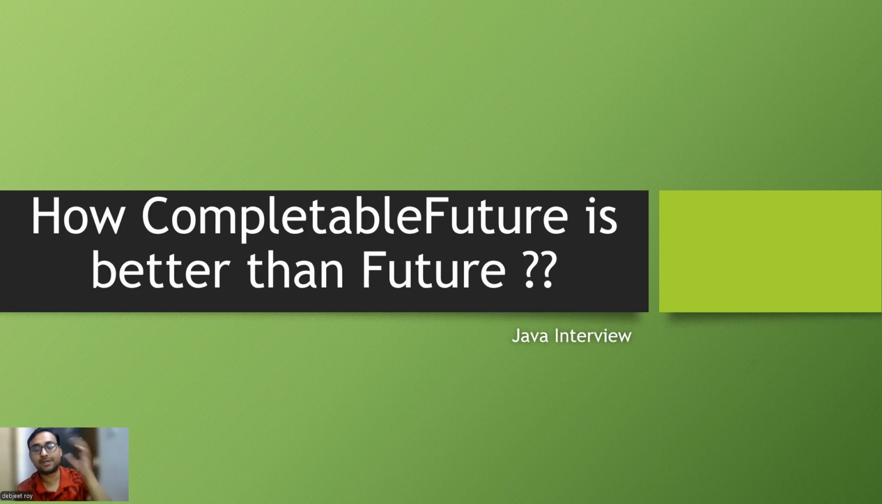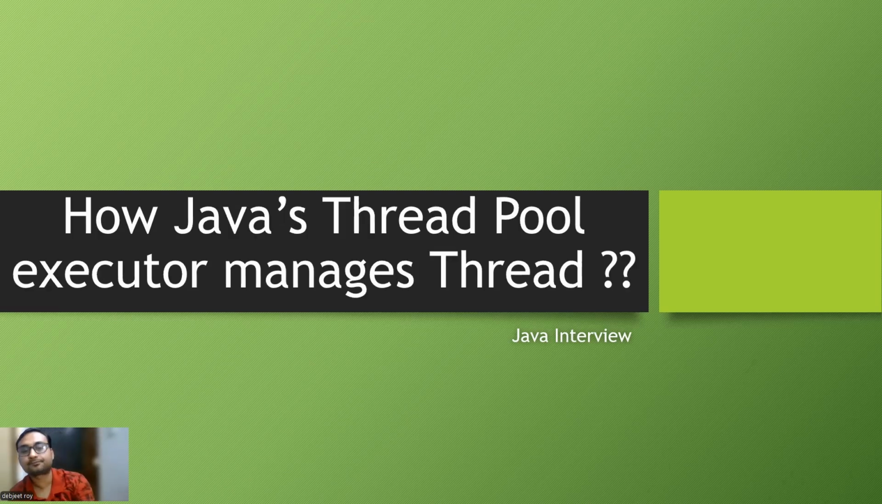Okay, so if you go through that, you will get to know a lot of new things in CompletableFuture. Okay, how does Java's thread pool executor manage threads? So there is a thread pool executor, right? There is fixed thread pool, cached thread pool, scheduled thread pool, single thread pool. In a single thread pool, it's like a synchronous task. One task can be solved at a time.